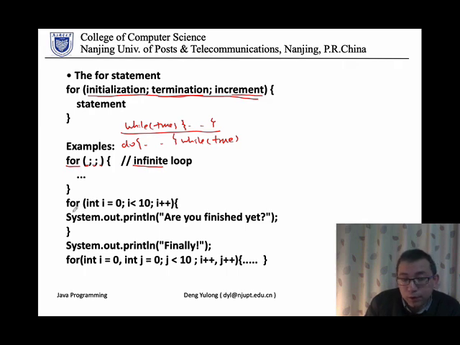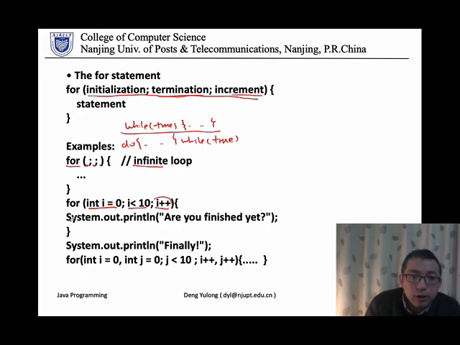And then the for loop: we initialize the variable I, starting from 0, and the termination is to judge whether the variable I is less than 10 or not. If it's less than 10, we do the looping body. If it's not, okay, we end the loop. Each time we increment I by 1, using the increment I plus plus, okay.